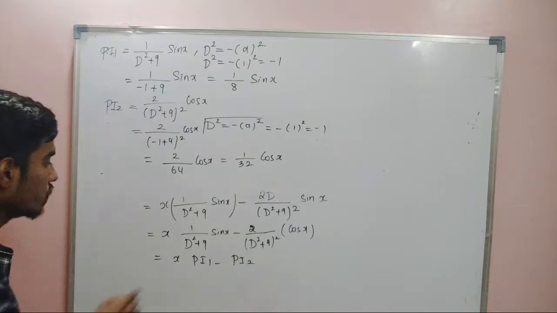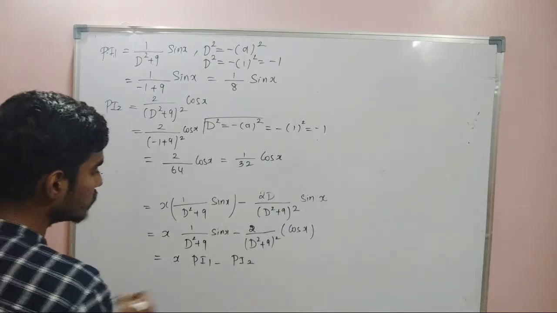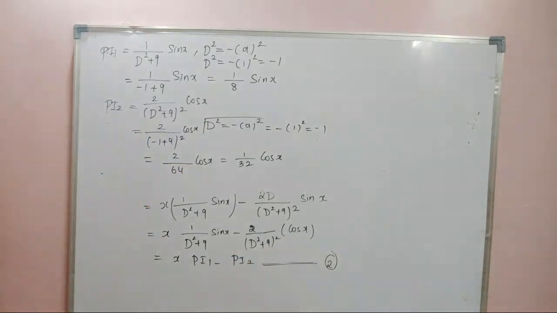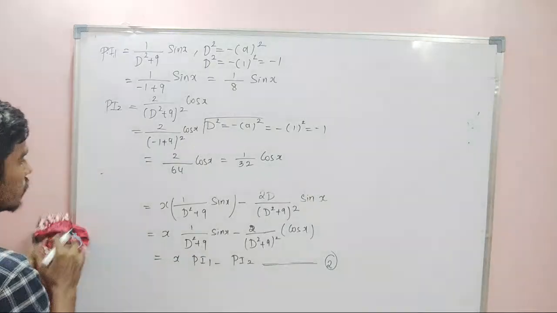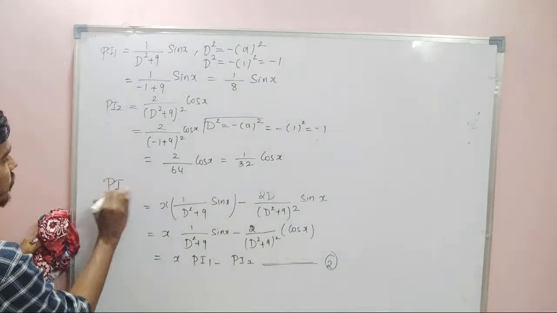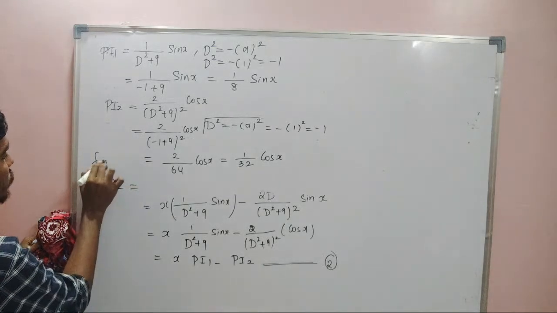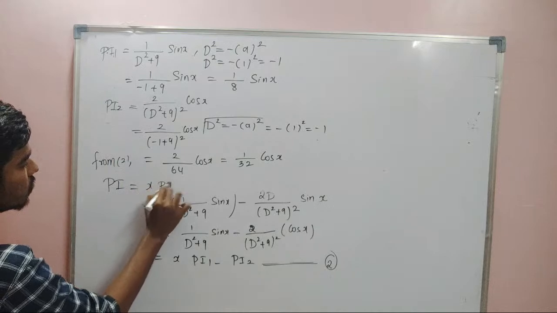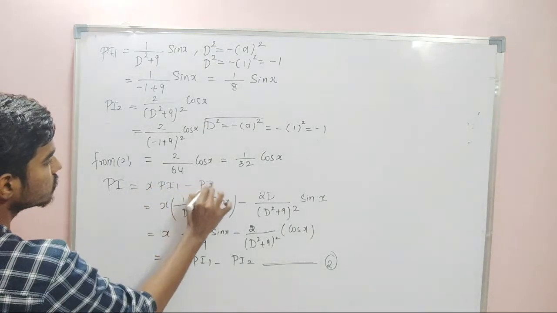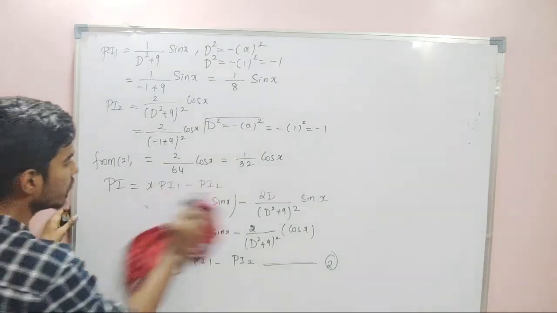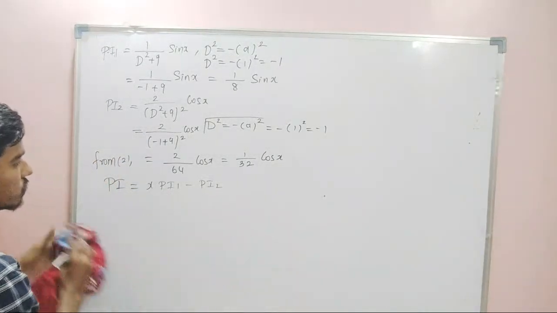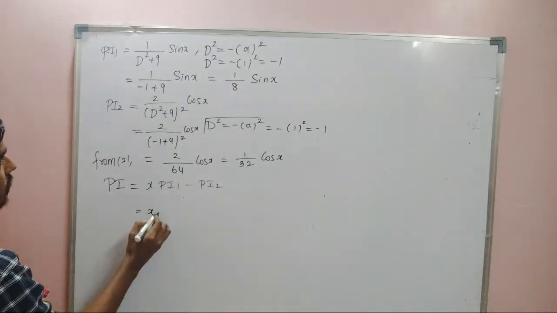Now we'll substitute here. We will mark this as equation number 1, and this as equation number 2. So we will substitute in equation number 2 to find the particular integral. What is the particular integral PI? From equation 2, it is x into PI1 minus PI2. So this turns out to be x into PI1. What is PI1?